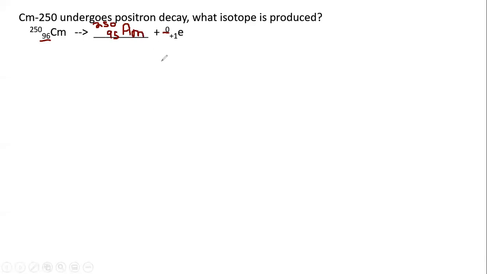So again, the thing you have to remember is that mass number and atomic number are conserved in nuclear reactions. So whatever the total mass number and atomic number are on the reactant side, the same thing is going to be true on the product side.